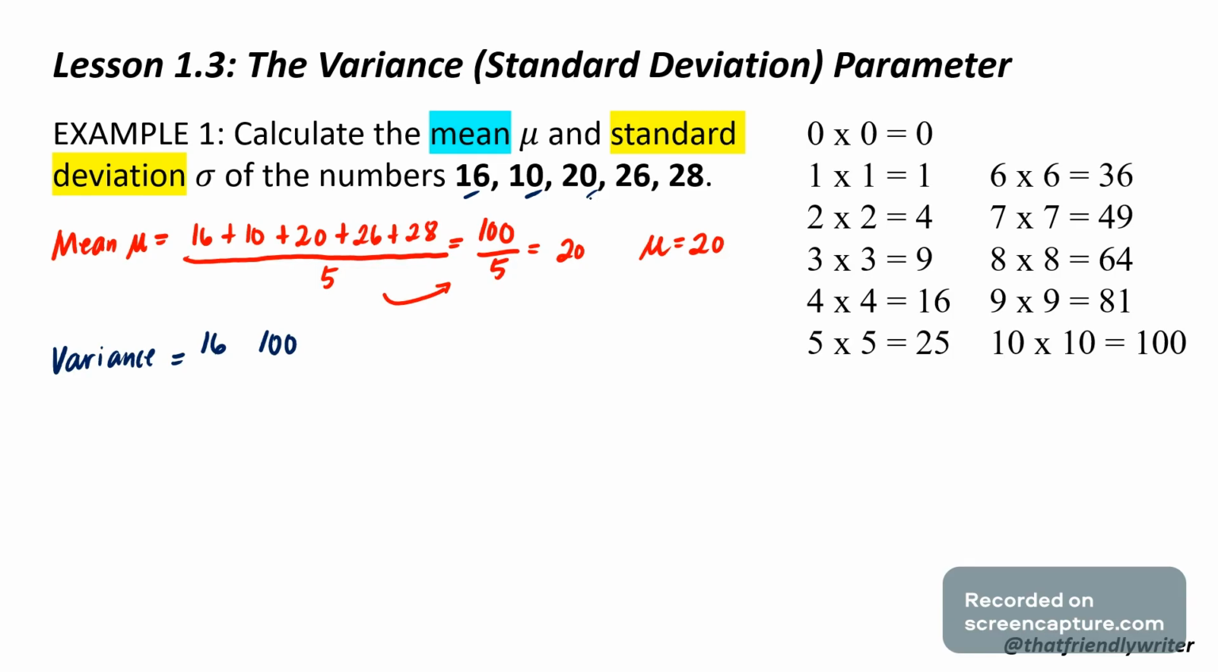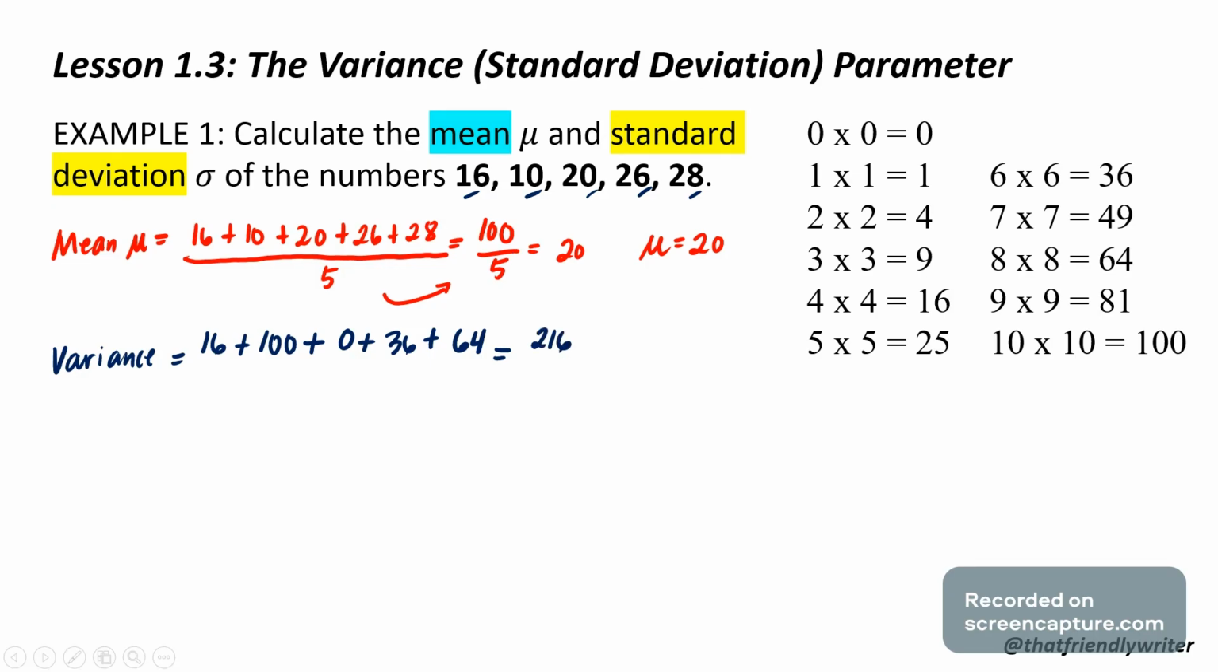20. 20 minus 20 is 0. 0 times 0 is 0. 26 minus 20 is 6. 6 times 6 is 36. 28 minus 20 is 8. 8 times 8 is 64. We then add all these numbers up: 16 plus 100 plus 0 plus 36 plus 64 equals 216.